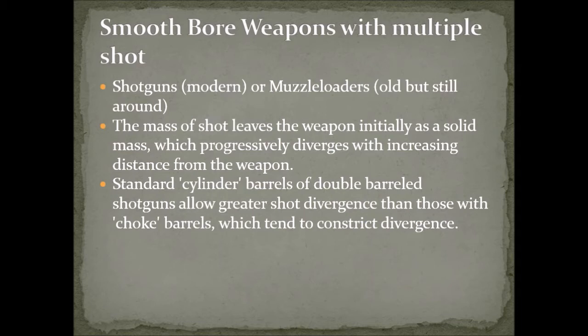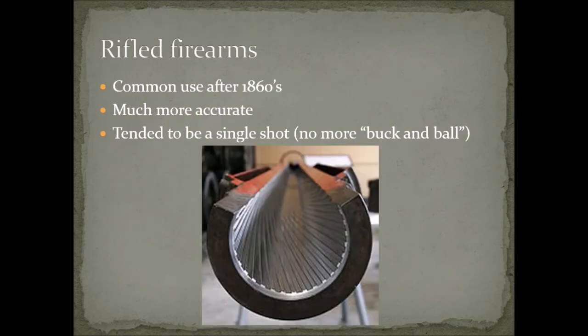Standard cylinder barrels of double-barreled shotguns, basically they're just cylinders, so it allows for the shot to diverge. Choke barrels, on the other hand, tend to have a narrowing in the end of the barrel or midway through that keep the shot kind of closer together. We're going to talk about what that does in a minute when we see the damage that it does.